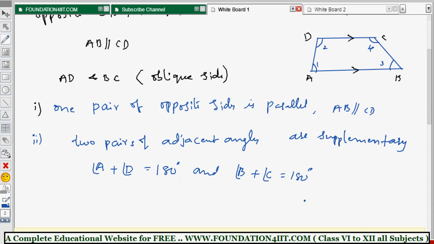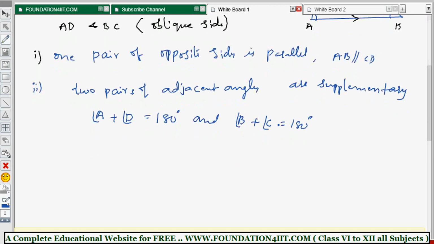According to this property, we can solve some problems. If they give angle A, we can find angle D, because the two lines are parallel and one more line is a transversal. For example, with two parallel lines and a transversal, these two angles are on the same side of the transversal, so they must add up to 180 degrees. So if we take A and D, they are 180 degrees. This is the property we can apply.